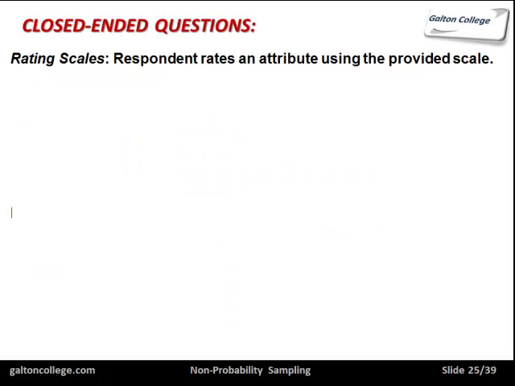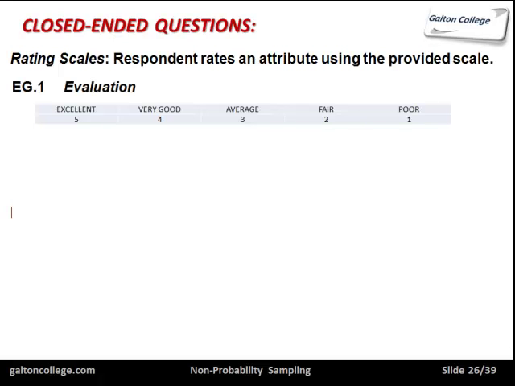Rating scales. These are used quite a lot when we're dealing with attitudes. If we're trying to assess people's attitudes towards something, we could use rating scales. For example, trying to evaluate something. You say, is it good? Is it very good? Is it average? Is it excellent? Is it poor? Whatever. So you have a scale here, 1 to 5. And the person's asked to rate a certain situation in terms of that.